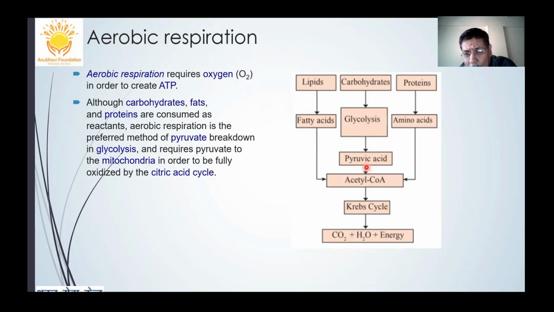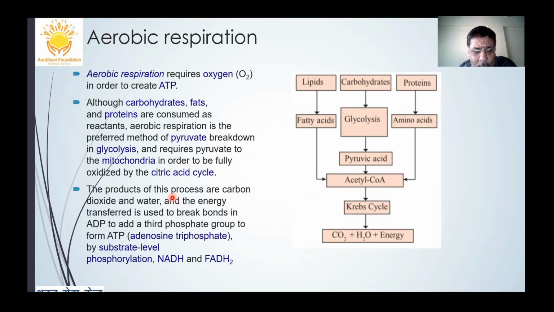So this is the preferred method. You can see from carbohydrates by glycolysis forms pyruvic acid, which goes further. Pyruvate breakdown in glycolysis requires pyruvate to enter the mitochondria in order to be fully oxidized by the citric acid cycle or the Krebs cycle.